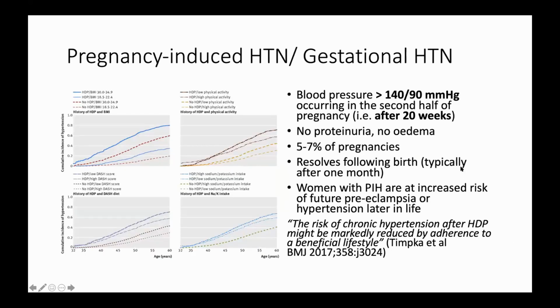And then I know this is quite an overwhelming slide. I'm going to go through it just very briefly. Pregnancy-induced hypertension or gestational hypertension is defined as a blood pressure above 140/90 occurring in the second half of pregnancy. So these are women who've had a normal blood pressure up to 20 weeks and then develop high blood pressure. Again, no proteinuria, no edema. It affects about 1 in 20 women, and it resolves following birth.